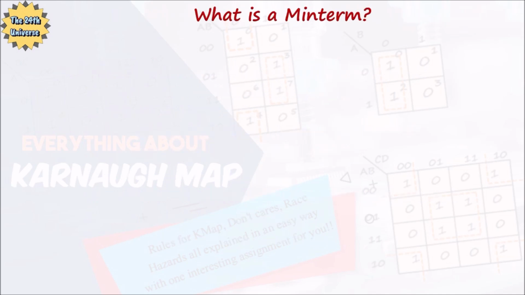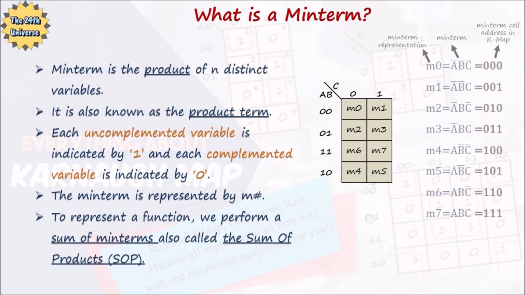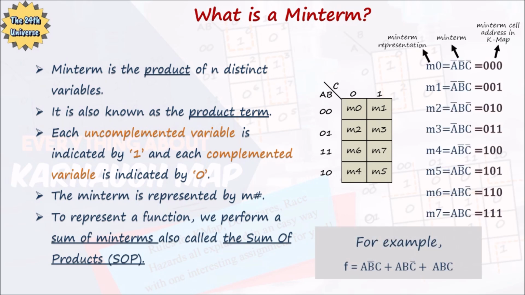Minterm is the product of n distinct variables. It is also known as the product term. Each uncomplemented variable is indicated by 1 and each complemented variable is indicated by 0. The minterm is represented by m. To represent a function, we perform a sum of minterms, also called the sum of products, that is SOP, and this function is represented by a small letter f.